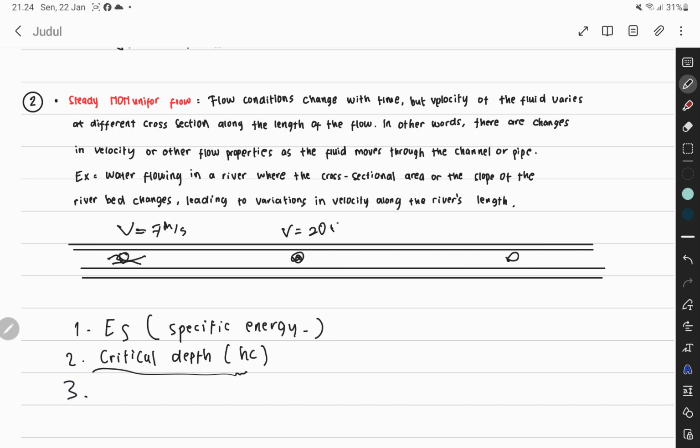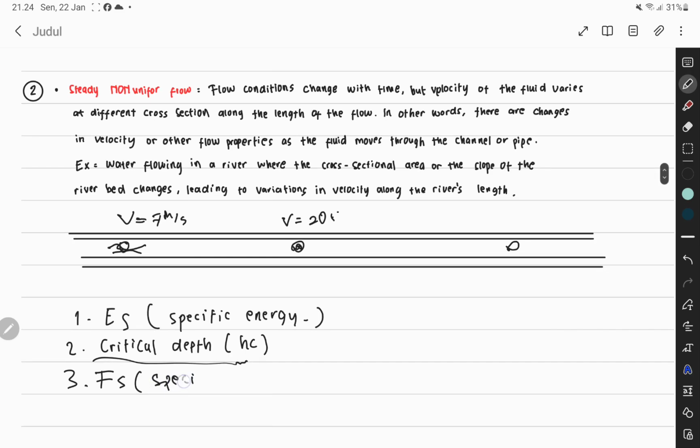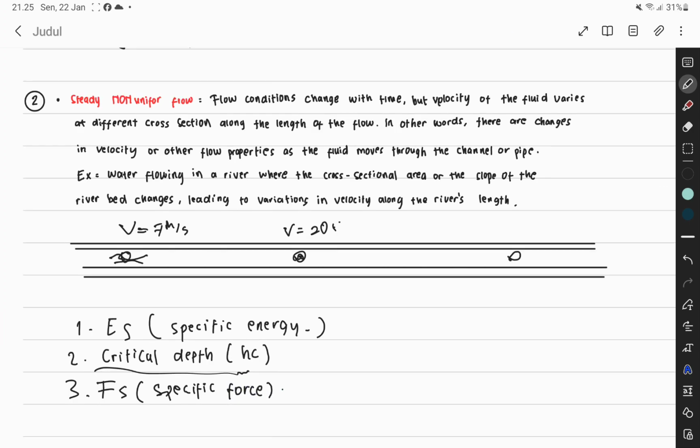And the last one is specific force, or Fs. The specific force is the summary of force per unit weight of water. The function consists of two terms. The first is the momentum of flow passing through the channel section per unit weight of water, and the second is the force per unit weight of the water. That is called the specific force.